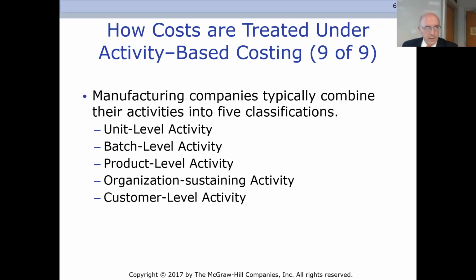Product level of activity, organization sustaining, which is a fancy way of saying don't allocate this. It's a headquarters cost, like the president's salary, something like that. Customer level activity, if you can allocate it to a particular customer.